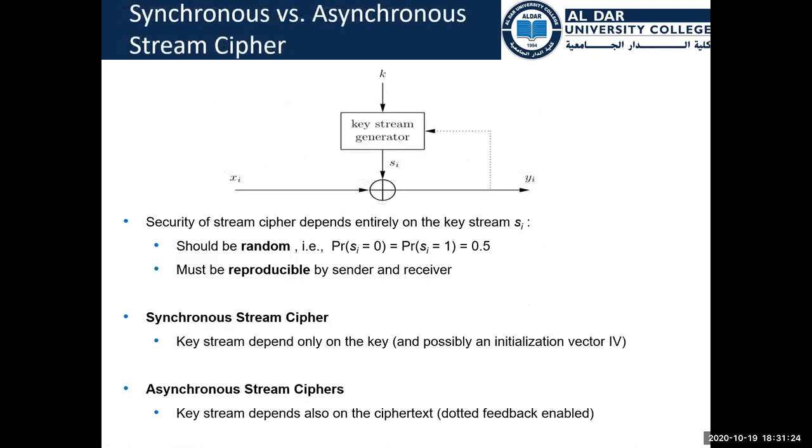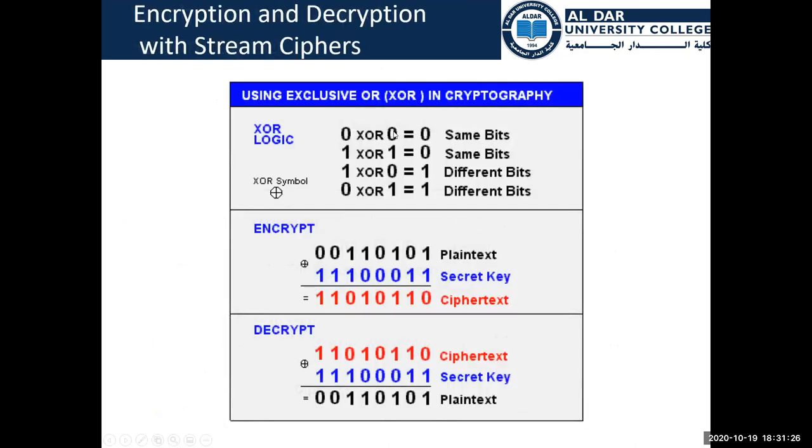Let's get an example. If you understand the logic of XOR, this is going to be easy for you. 0 XOR 0 is equal to 0, 1 XOR 1 is equal to 0, 1 XOR 0 is equal to 1, 0 XOR 1 is equal to 1. This means if they are different, the result will be 1. If they are the same, the result will be 0.